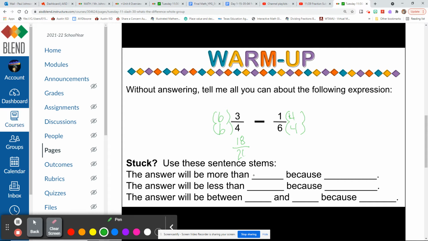All right, so that turns our fraction problem into 6 times 3 is 18. 6 times 4 is 24. 1 times 4 is 4. 6 times 4 is 24. So we have 18 24ths minus 4 24ths.